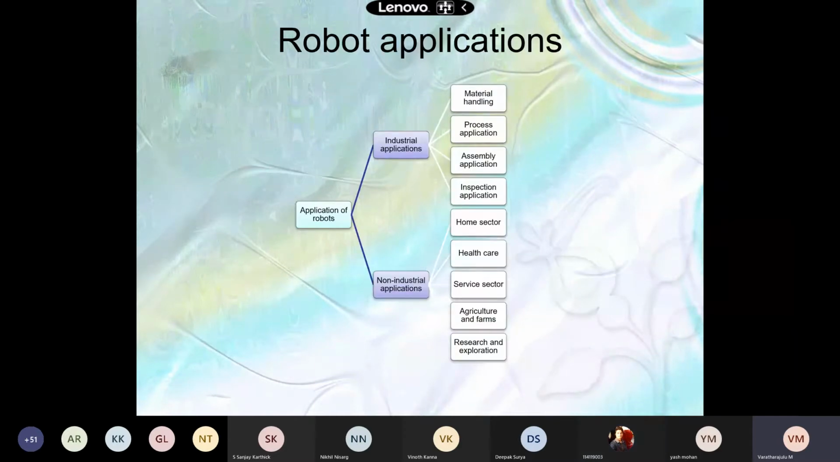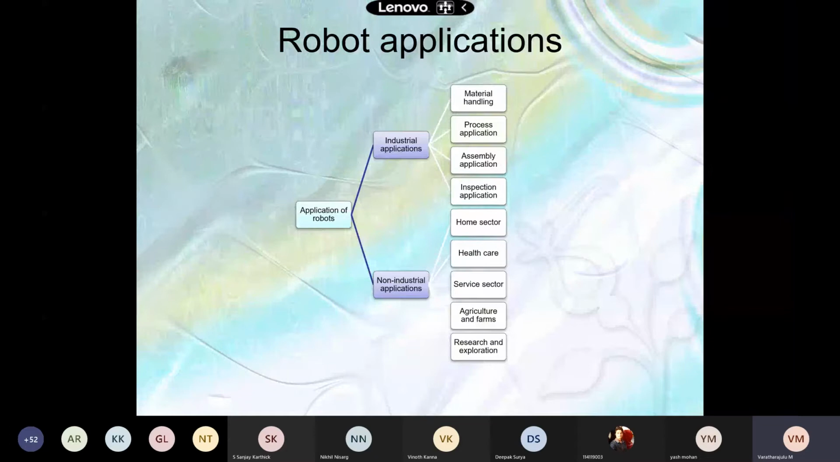This is what we have seen yesterday, a small recap of yesterday's presentation, that is robot applications. It is classified into industrial and non-industrial applications. In industrial applications, we have seen material handling, process application, assembly, and inspection. In non-industrial applications, research and exploration. In particular, we have seen in detail the material handling equipments and various classifications of material handling equipments used in industries with the aid of robots and their applications.